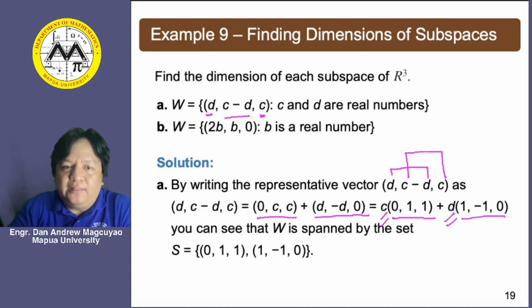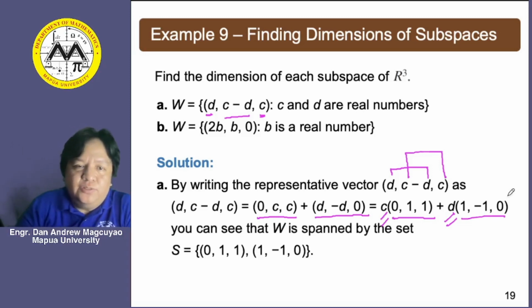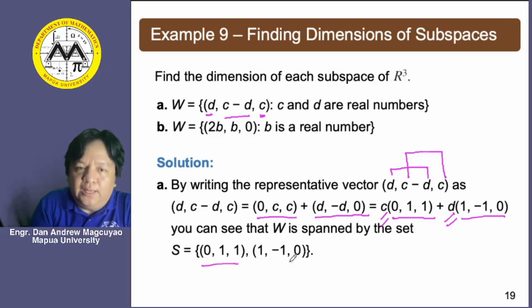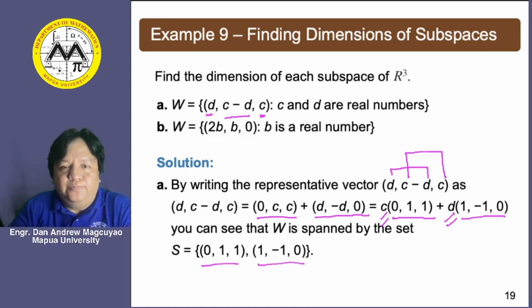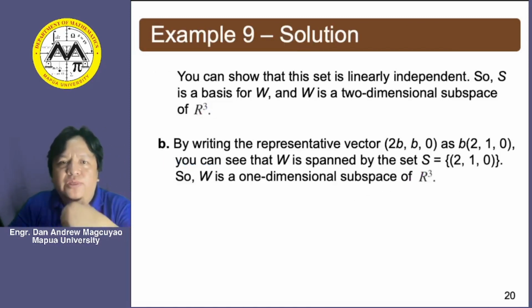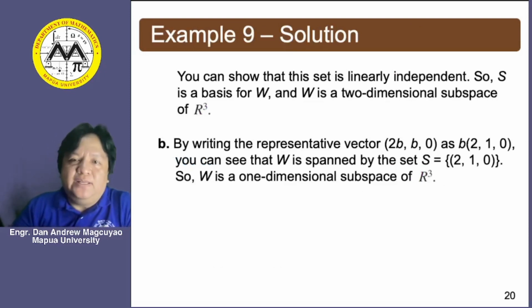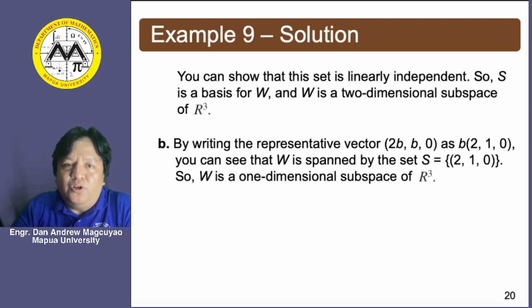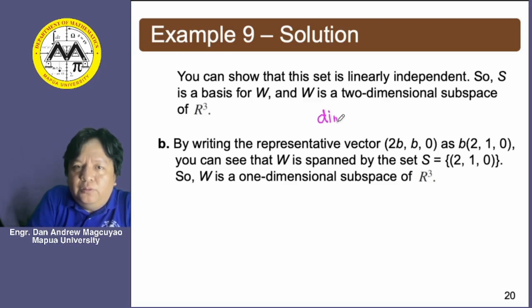So we can now say that the dimension of the subspace is 2 because there are 2 vectors, (0, 1, 1) and (1, negative 1, 0). You can show that this set is linearly independent. So S is a basis for W, and W is a two-dimensional subspace of R cubed. So it's not necessarily n, it is a subspace, so it is of smaller magnitude. The dimension of the subspace W can be less than or equal to n.